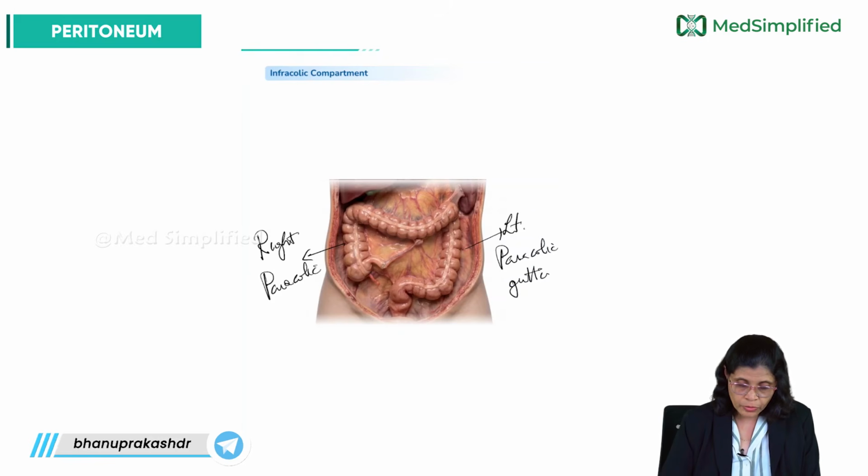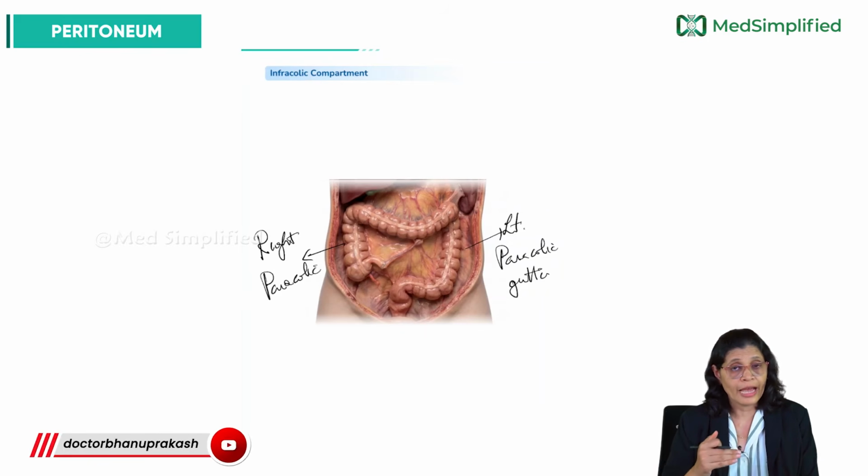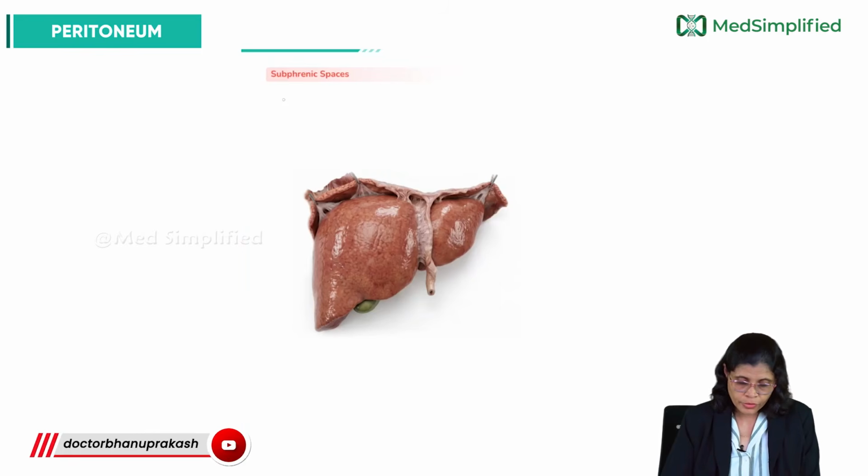So this right paracolic gutter will be continuous above with the hepatorenal pouch of Morrison. Okay, so these communications are important so as to understand how the infection in the peritoneum can spread from one region to another. So next, moving on to the subphrenic spaces.